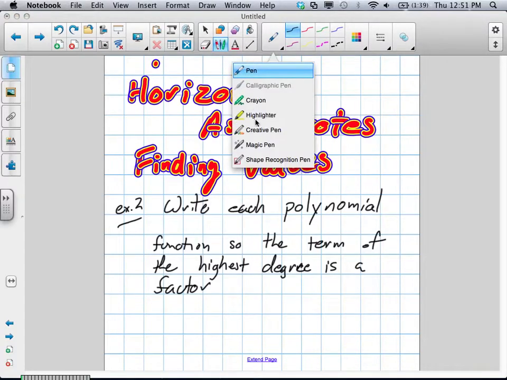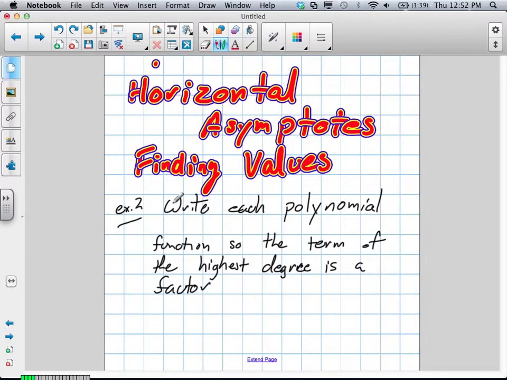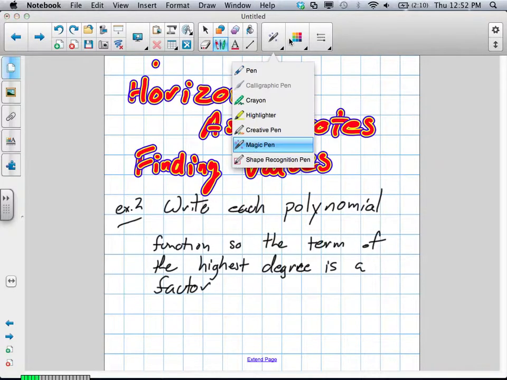Okay, next we're going to go over horizontal asymptotes, specifically finding the values of them. We'll talk about what they're approaching in a different example. We're just going to look for values of them. And in order to do this, the very first thing we're going to learn here is to write each polynomial function so the term of the highest degree is a factor. What the heck does that mean?